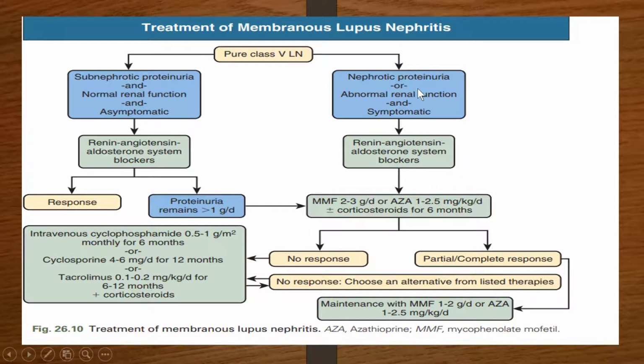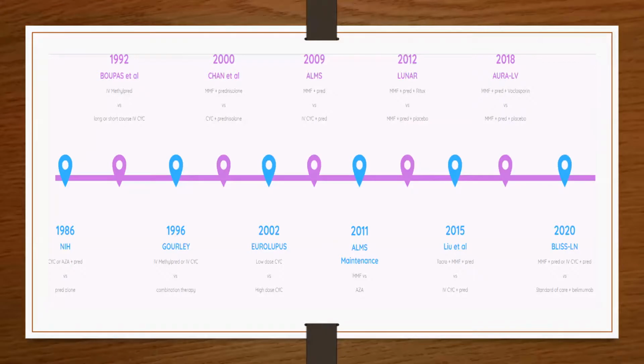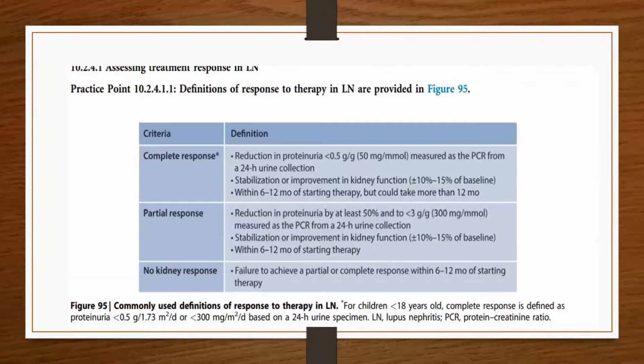But if patient has nephrotic syndrome, nephrotic proteinuria, then in addition to the supportive therapy, you start them on MMF or azathioprine with steroid as a first therapy. If there is no response, then you treat them similar to class 3 and 4. Partial response, it depends. And then you maintain the therapy with the same MMF or azathioprine with or without low dose of steroids. These are all the trials we discussed.